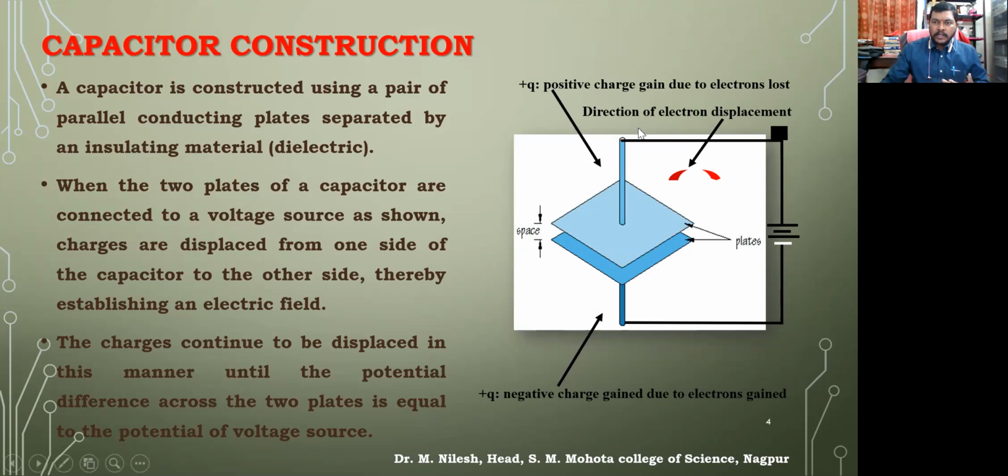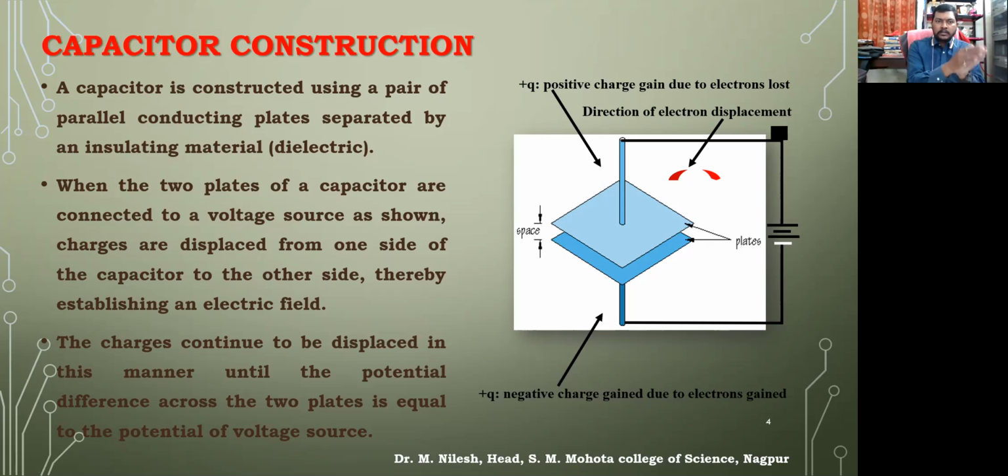So the positive charges are going to be deposited on this, and the negative terminal of the battery is connected to the lower plate, and therefore negative charges are going to be stored on it. So plus Q and minus Q charges. The negative charge is gained due to electrons, right? And this is the direction of electron displacement. So this is in the opposite direction. So this is how a capacitor works.